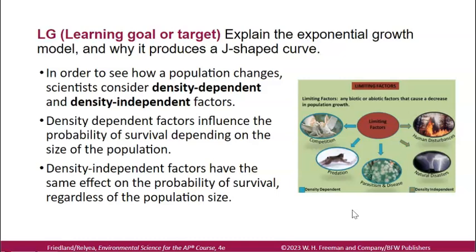Density independent is not dependent on the size or the density of the population. So these are things that just happen. Think natural disasters like fires, floods, tsunamis, drought, and a big one, human-caused pollution and climate change. Those are things that will make species numbers decline and have nothing to do with the size or the population density.